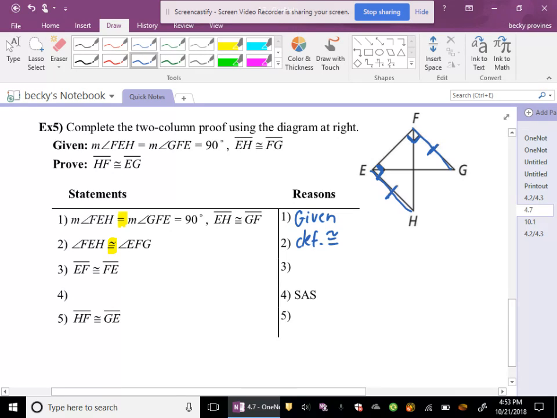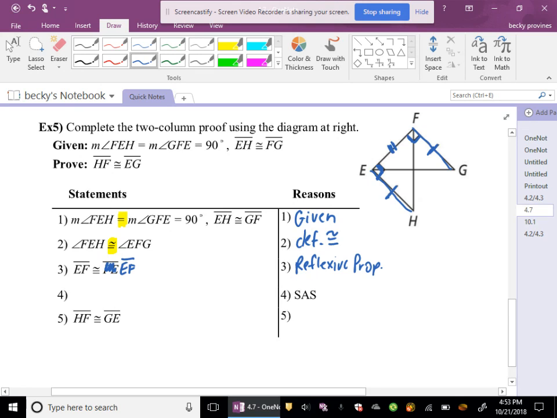Now, next up, I often don't write it this way. FE is the same thing as EF. So what if I wrote it like this? Would you guys know what property that is? If you notice, these triangles share a side. They share side EF. So this is being reflexive. This is F, reflexive property.